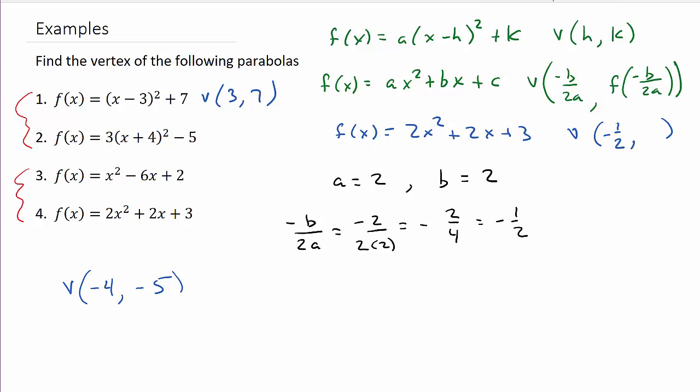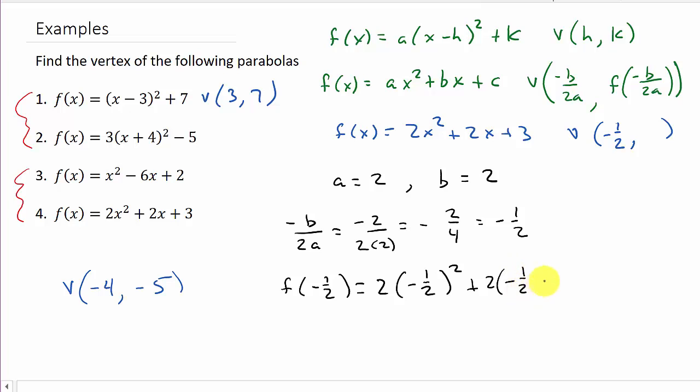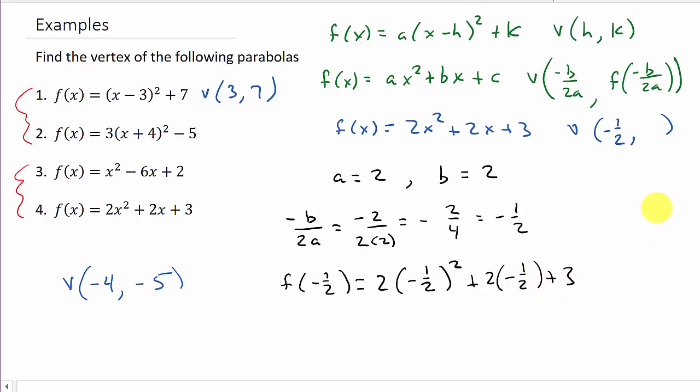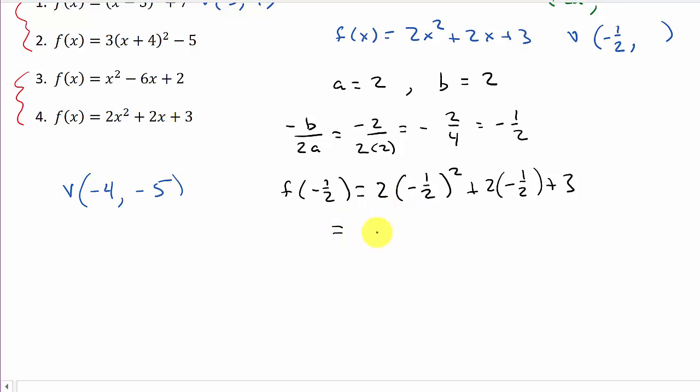All right, so now we need the y coordinate. So we're going to take the x coordinate, plug it in. So I've got f of negative 1/2 is 2 times negative 1/2 squared plus 2 times negative 1/2 plus 3. All right, so this is going to be 2 times, negative 1/2 times negative 1/2 is positive 1/4. And then that's going to be minus 1 plus 3. And so this is going to be 1/2 minus 1 plus 3.